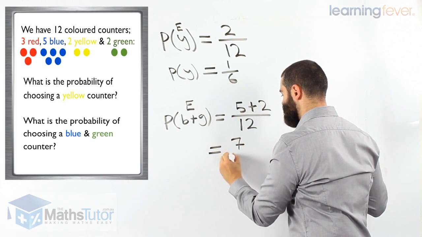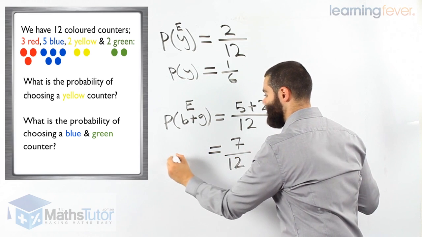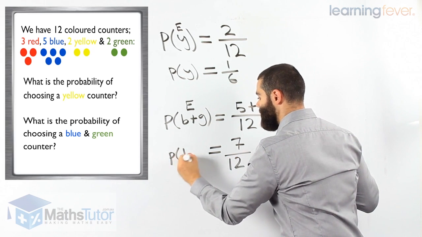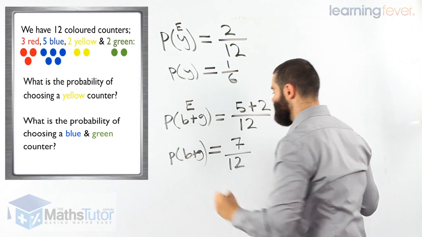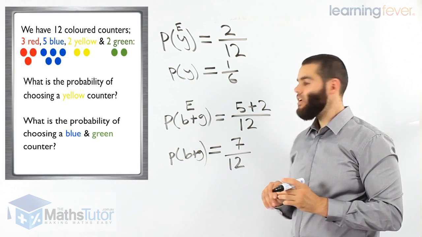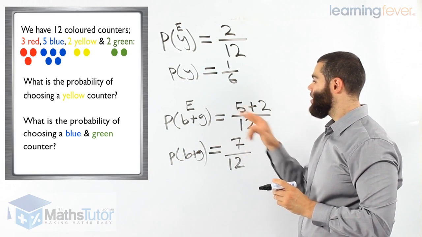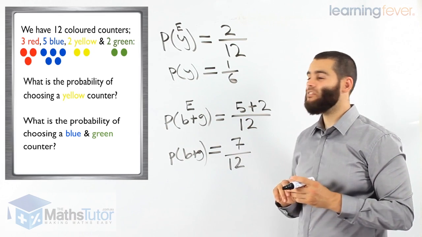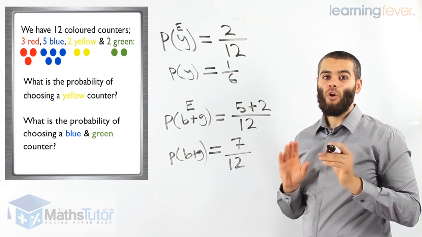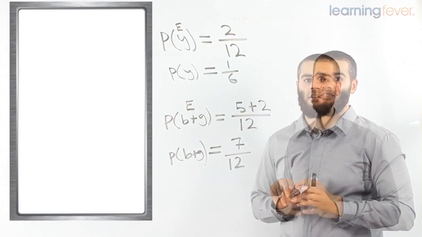7 out of 12. So the probability of choosing a blue and a green is 7 out of 12. This is the probability of choosing blue and a green out of the 12 counters that we have. Let us do one more example.